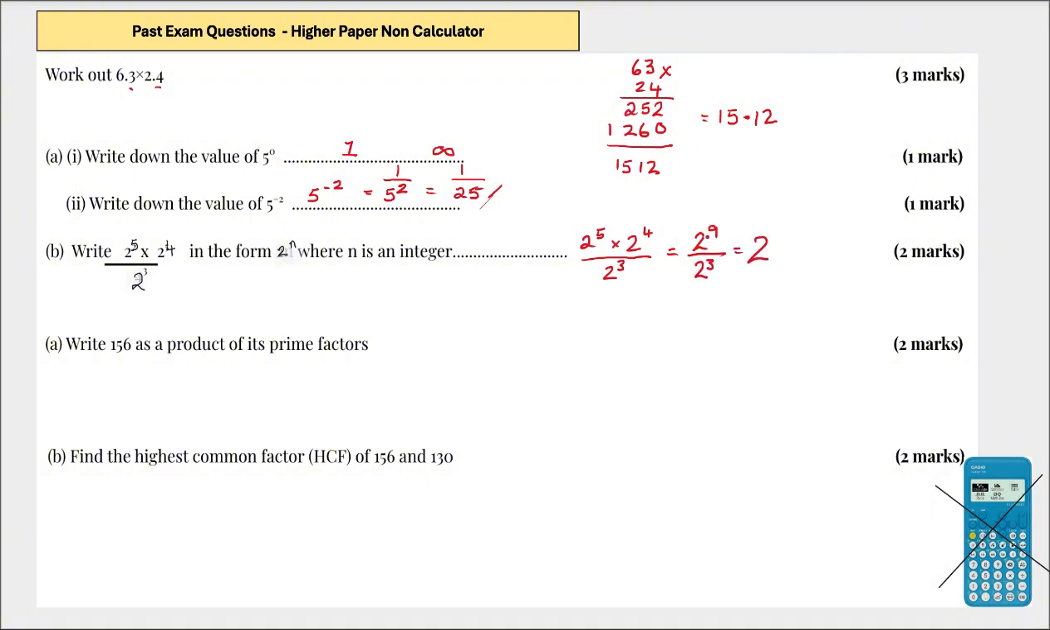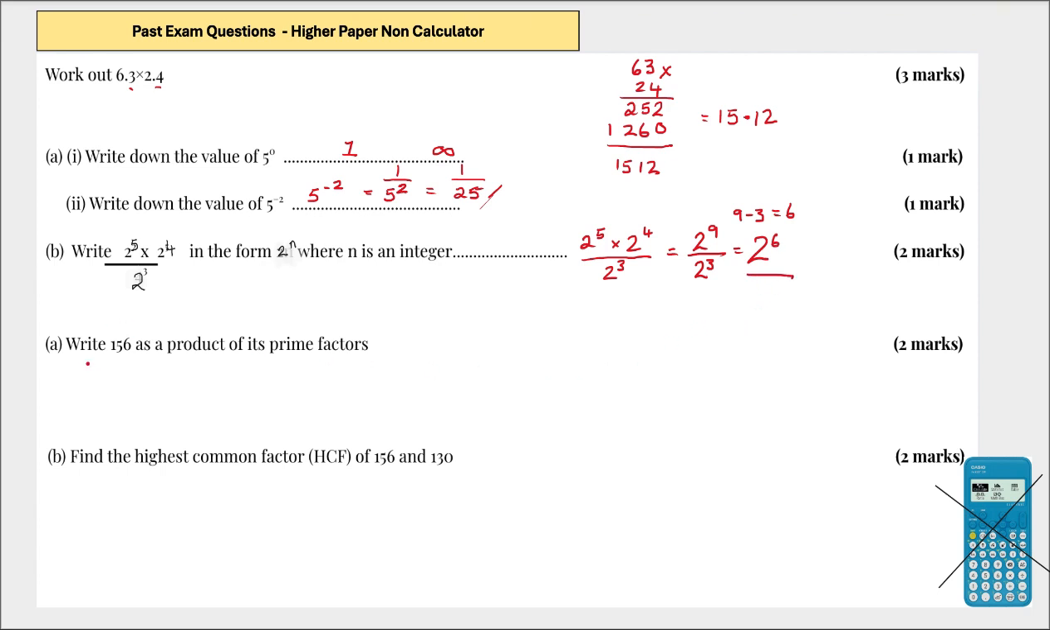So to deal with these powers, when you divide, what is the law? It says you subtract. So we're going to subtract 9 minus 3, which gives us 6. So that's our answer. 2 to the power of 6.